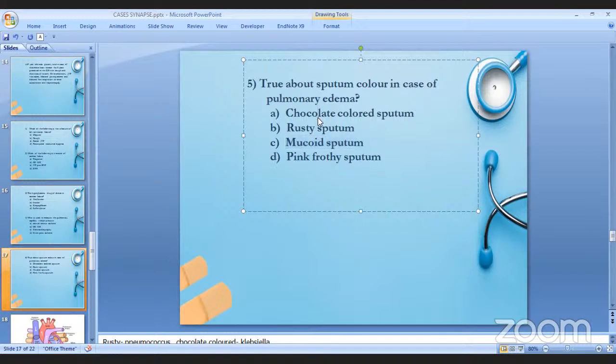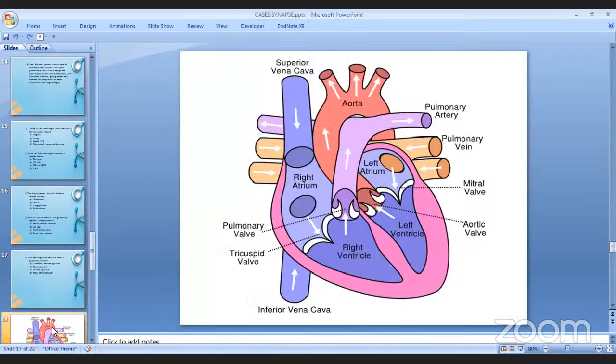Chocolate colored sputum is specific to Klebsiella, rusty sputum is specific to pneumococcus, and pink frothy sputum is specific to pulmonary edema. Pink because there's also blood in there, blood tinged sputum, so it is pink and also mixed with froth. Okay, pink frothy sputum.